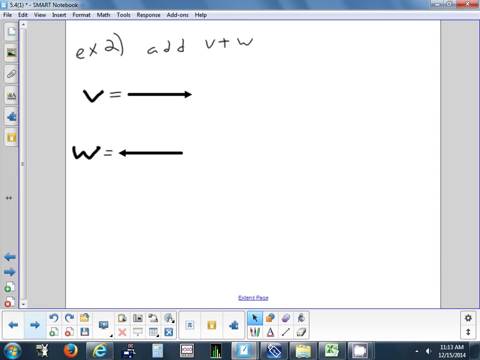All right, let's try this one. Okay, before we even do it, anybody have a thought what's going to happen here? Yeah, it's basically going to cancel out. Think of these as two forces equal in magnitude, same strength, but they're fighting each other. Okay, so line up the ending point of V with the starting point of W. Okay, so let's do that.